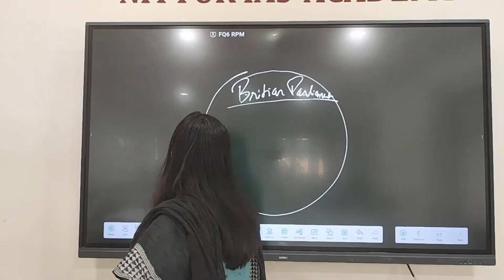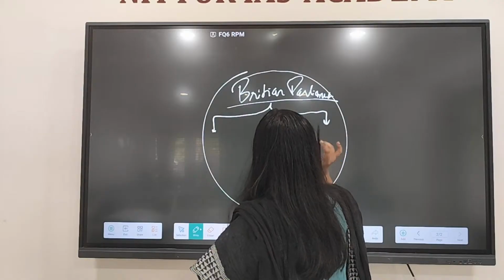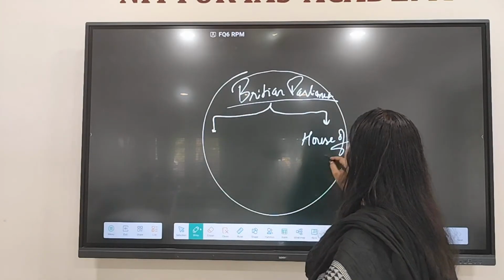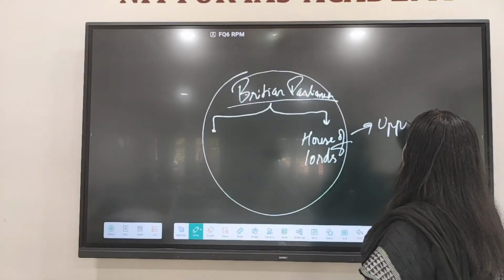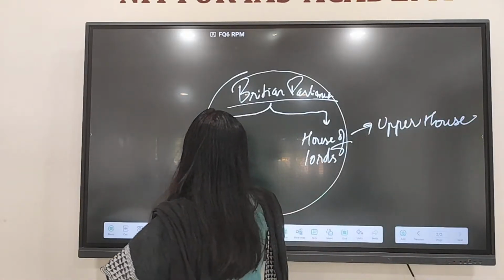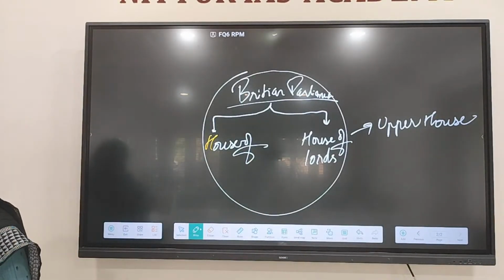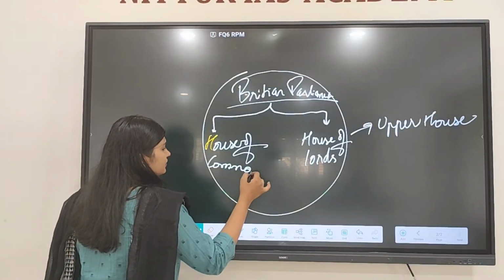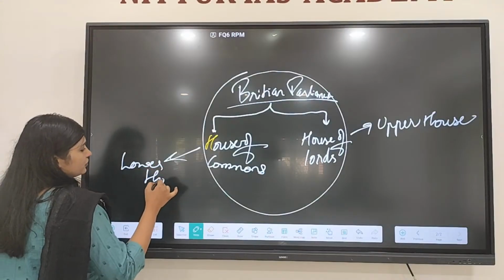Britain Parliament. Here, they are also having two houses. One is the House of Lords. This is the upper house. This is the House of Commons. This is the lower house.